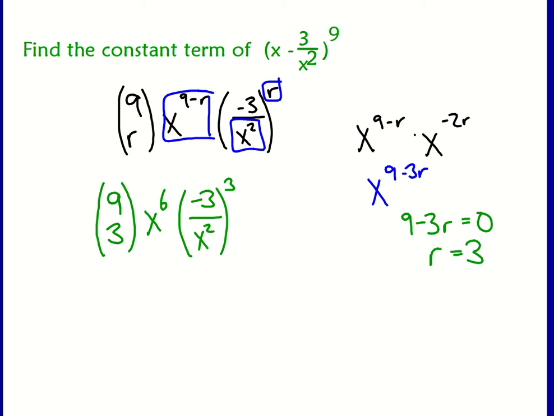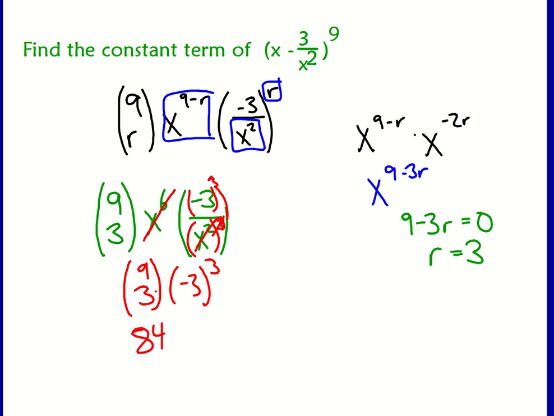So the x to the 6th and the x to the 6th on the denominator are going to cancel out, and I'm left with 9 choose 3 and negative 3 cubed, since I'm having to apply this negative 3 to both of these terms. Let's fix that notation there. And so I end up with 9 choose 3, which I know is 84, times negative 3 cubed, which is negative 27, and 84 times negative 27 is negative 2,268. So that would be the constant term in this expansion.